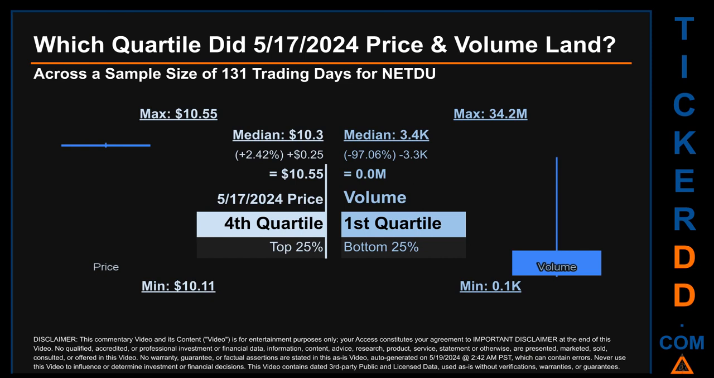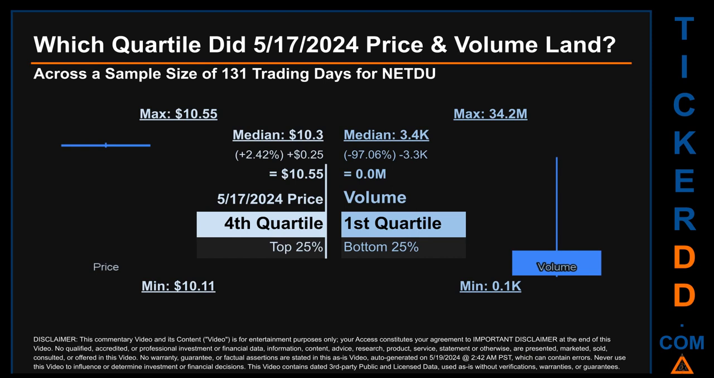The day's volume landed within the 1st quartile, at the bottom 25% of all sampled daily volume, which saw a max daily volume of 34.2 million and a minimum of 0.1 thousand. Quartiles tell us about the spread of a data set by breaking that data set into quarters, just like how the median breaks the set into half.